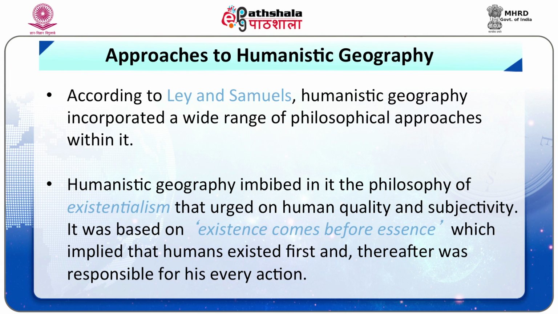According to geographers Ley and Samuels, humanistic geography incorporated a wide range of philosophical approaches within it, ranging from idealism, existentialism, and hermeneutics to phenomenology. The connection with pragmatism and humanistic geography has already been mentioned. At the same time, it is a human geography that ascribes a central role to human beings, a people's geography with human development as its prime objective.